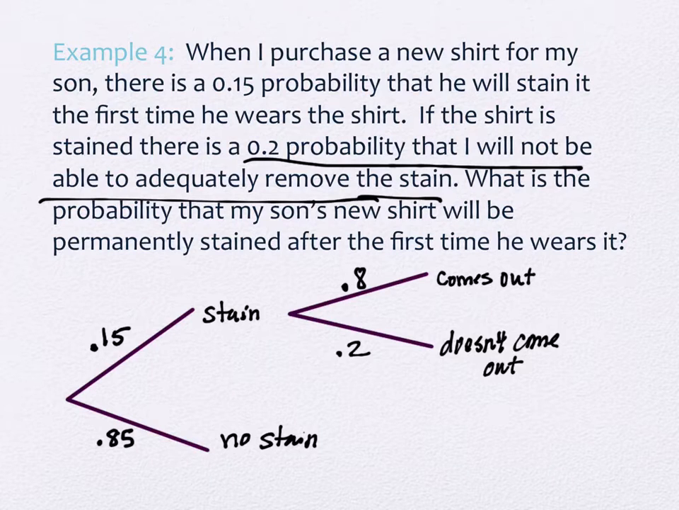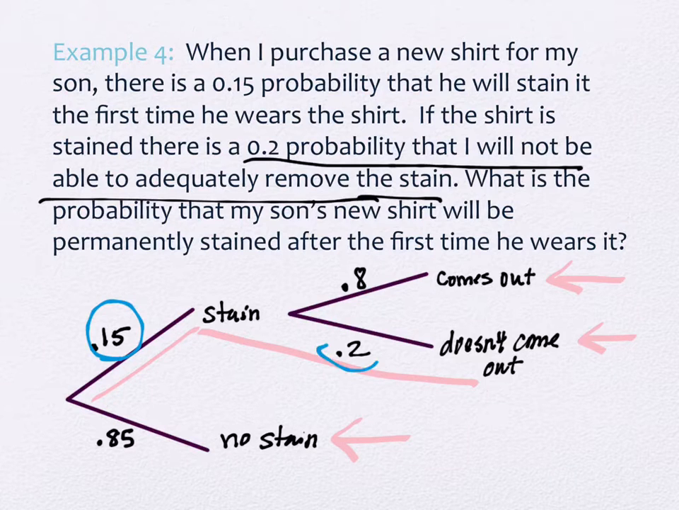Okay, so the question asked at the end says, what is the probability that the new shirt will be permanently stained after the first time he wears it? Where in the world will that allow me to land? I've got three different ends here. I've got the first end, I've got the second end of my tree diagram, and I've really got a third end down here. Which end am I on if it satisfies that question? It's the second one. The stain happened and it didn't come out. So according to what we looked at last time, we multiply along the tree diagram branches. So this would be 0.15 times 0.2, which gives me what?